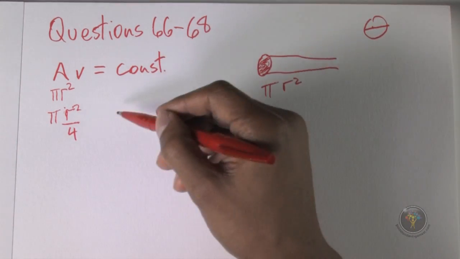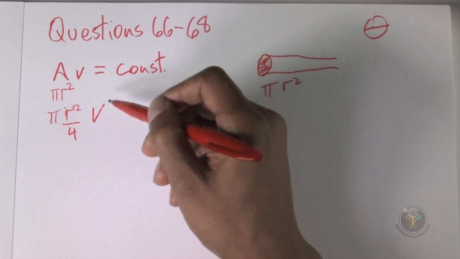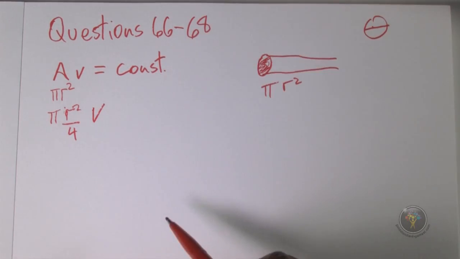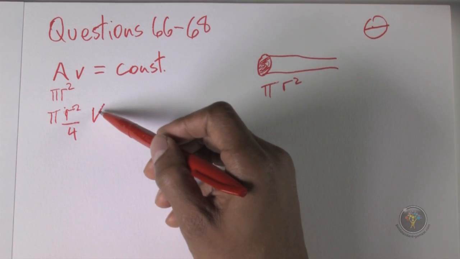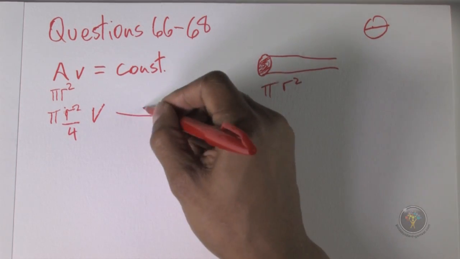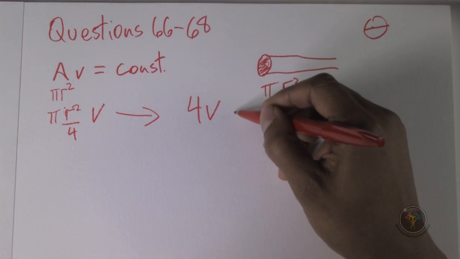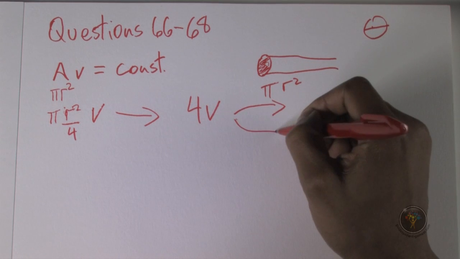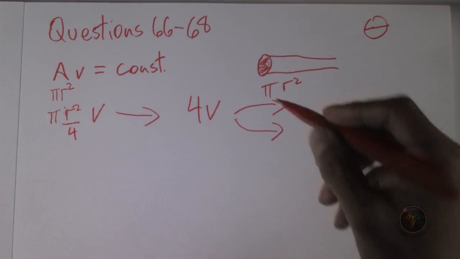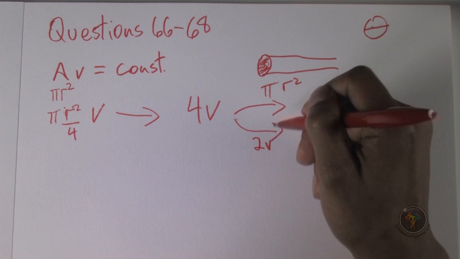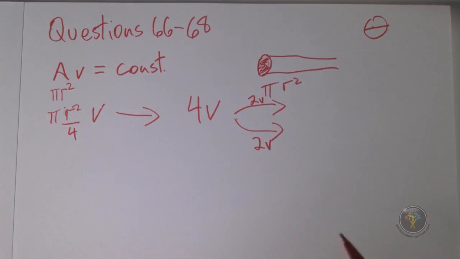To keep this constant, what's the velocity going to have to do? The velocity has to be 4 times, so this creates 4v. But this 4v is breaking up into 2 different tubes, so each tube will have twice the velocity. So for question 66, the answer would be C. Question 67 and 68.